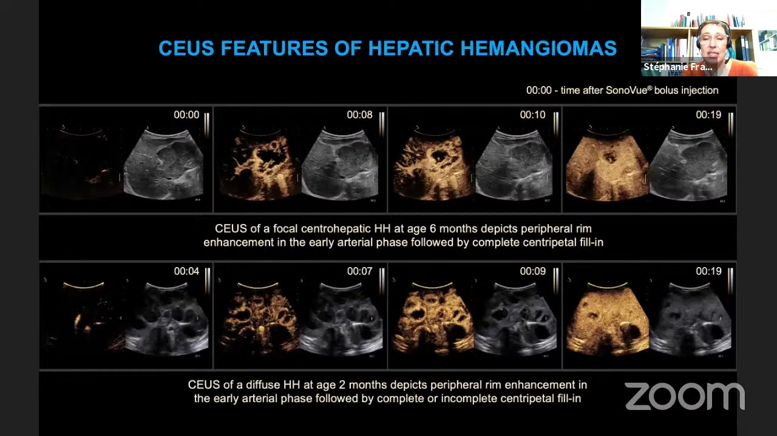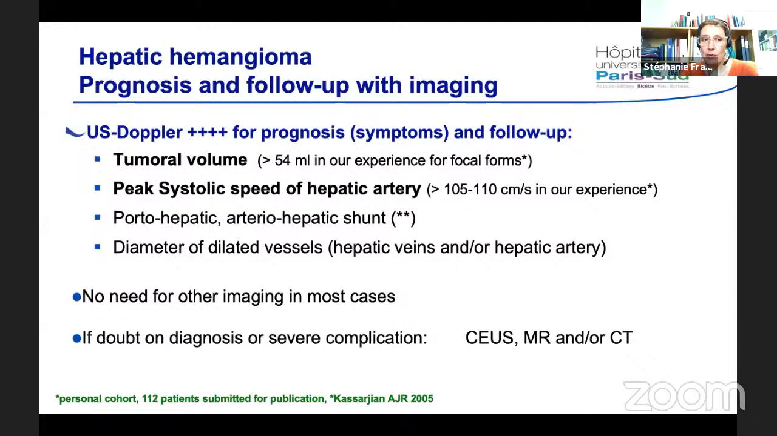The ultrasound is very important because it will show you the mass and make the diagnosis, but there are also prognostic factors, especially to know if the patient has a risk to develop symptoms. And this is the tumor volume. In our experience, it's more than 50 milliliters, and there are more patients with symptoms above this cutoff. The peak systolic speed of the hepatic artery, when it's more than 110 centimeters per second, there are more symptomatic patients, the presence of portohepatic shunts, and if there is enlargement of the hepatic veins or the hepatic artery.